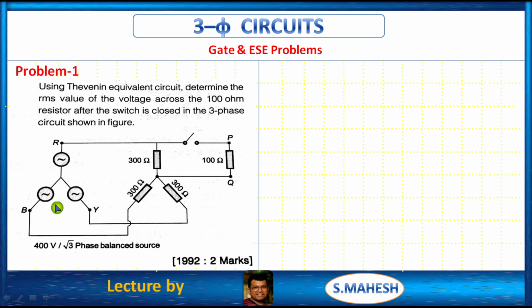So here we have a star connected supply and a star connected load, but he wants the Thevenin equivalent circuit between this R and this neutral, right? So we have a phase impedance of 300 ohms, 300 ohms, 300 ohms, but between R and N we have 100 ohms of resistance, and he provided that the line to line voltage is 400 volts, that is, the phase voltage is 400 by root 3, right?